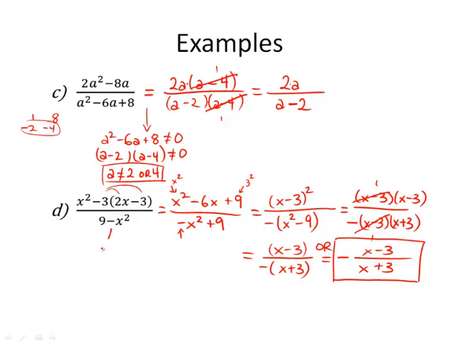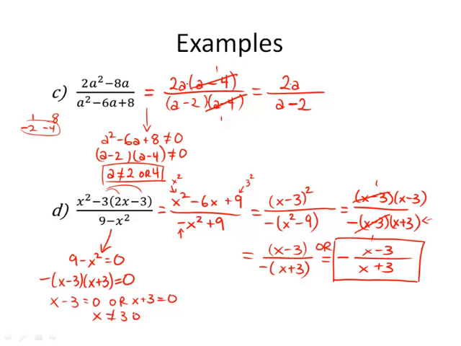Now if we had to state the restrictions, 9 minus x squared is equal to 0 when, and we can look at our completely factored form before simplification. Because that is essentially the same thing, just factored, and each factor could potentially equal 0, leaving us with x not being 3 or negative 3 as our restriction on the domain.